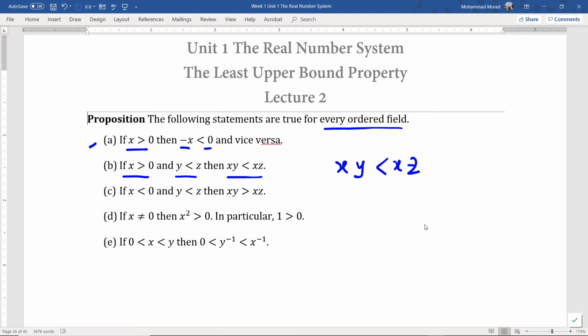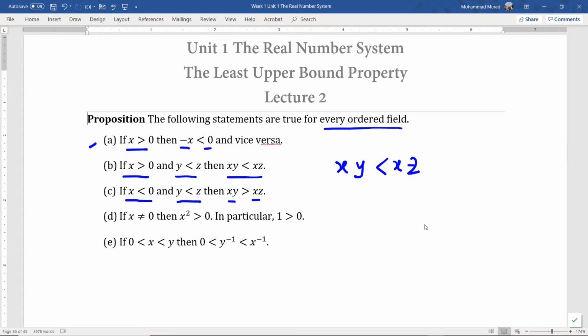C. Similarly, if x is negative and y is smaller than z, then the product xy is greater than the product xz. So note here, if x is negative and y is smaller than z, the left hand side now gets bigger than the right hand side. This is true for rationals, but now we are saying that this is also true for any ordered field.